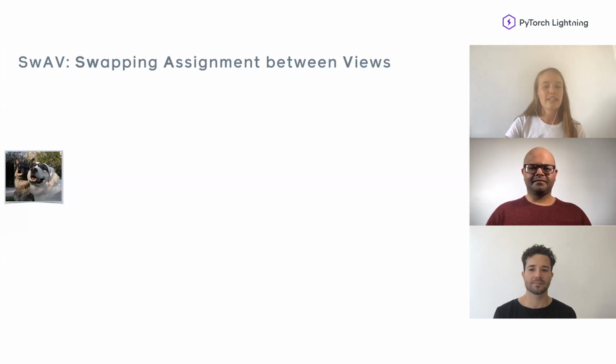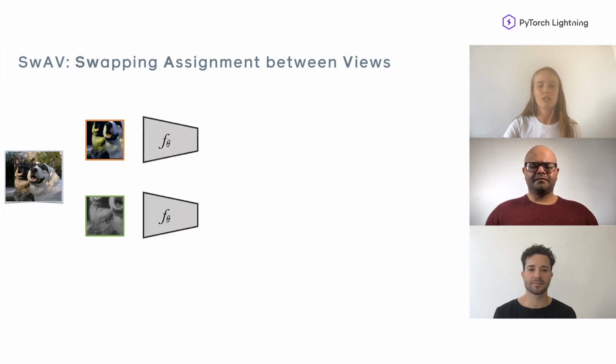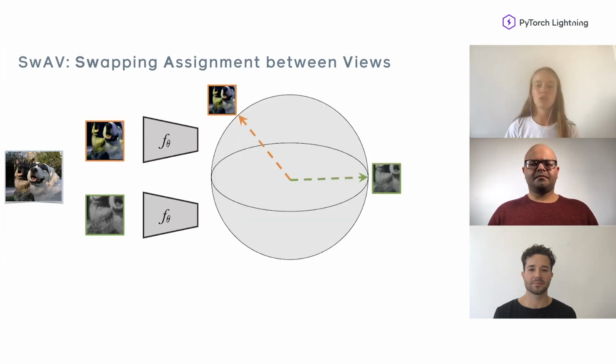Here we take one image, and once again we take 2 views. I say 2 for the sake of simplicity, but as we said before, you can take many more views if you want. So we take 2 crops of this image, and we look at the feature representation of these two crops on the unit sphere.